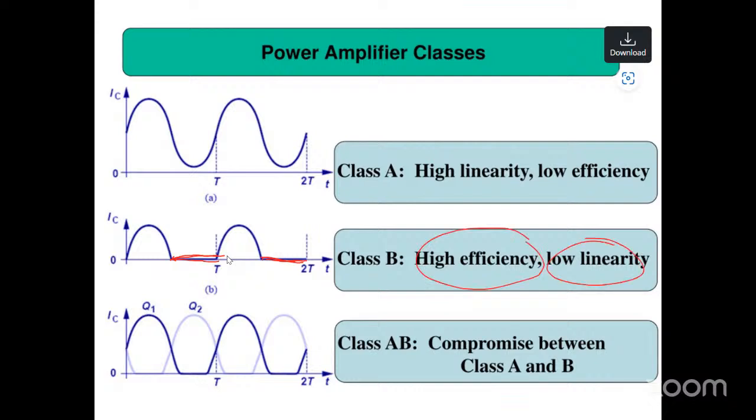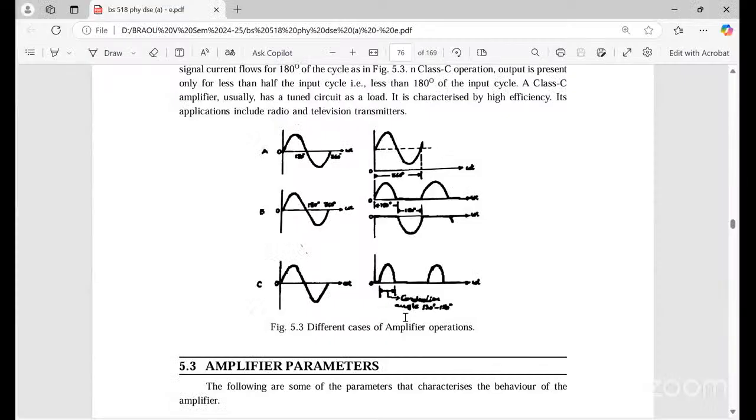Here in class A, high linearity, low efficiency. Whereas in the case of class AB, both, you can observe, a compromise between class A and class B. Okay, is it clear? So I have shown the circuits for different cases of amplifiers: class A, class B. This is class C.